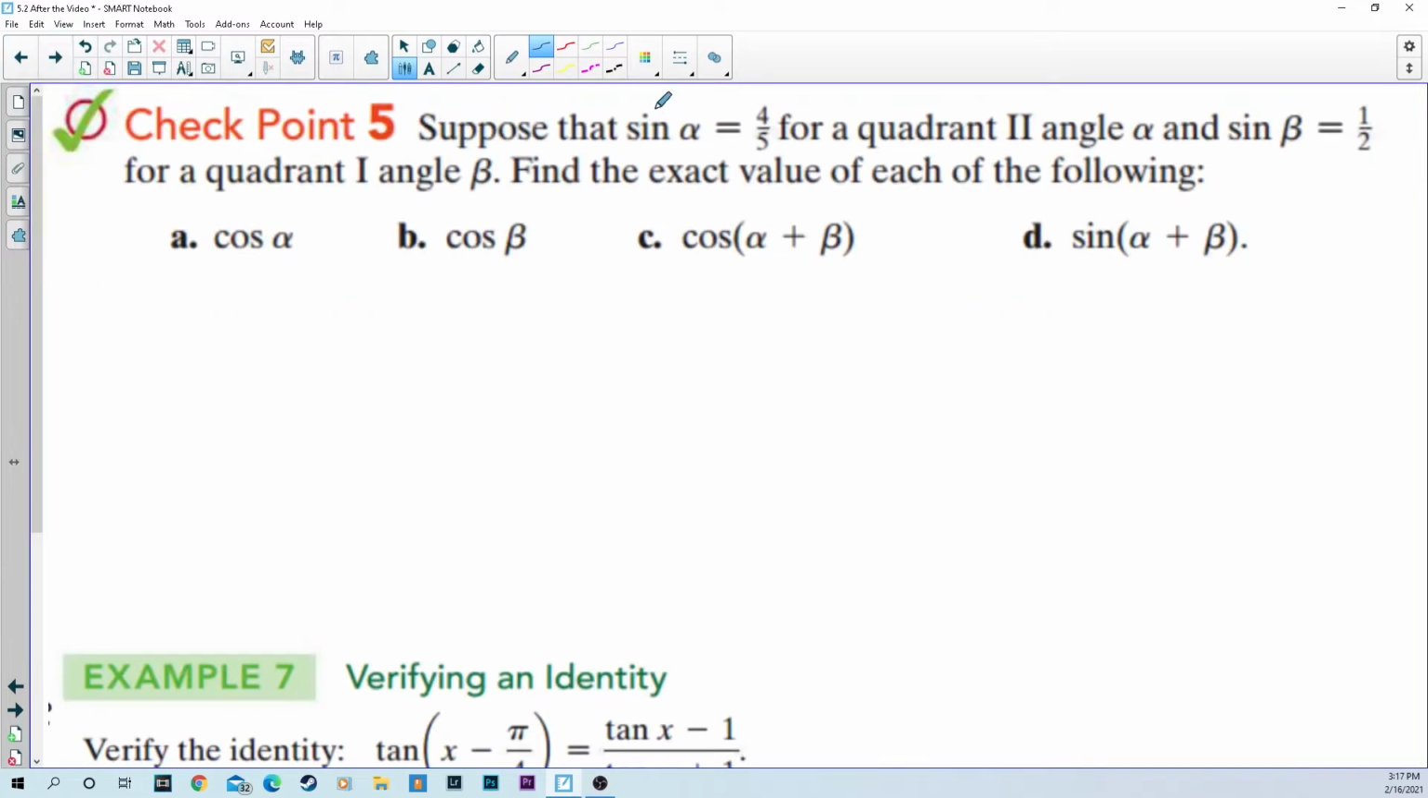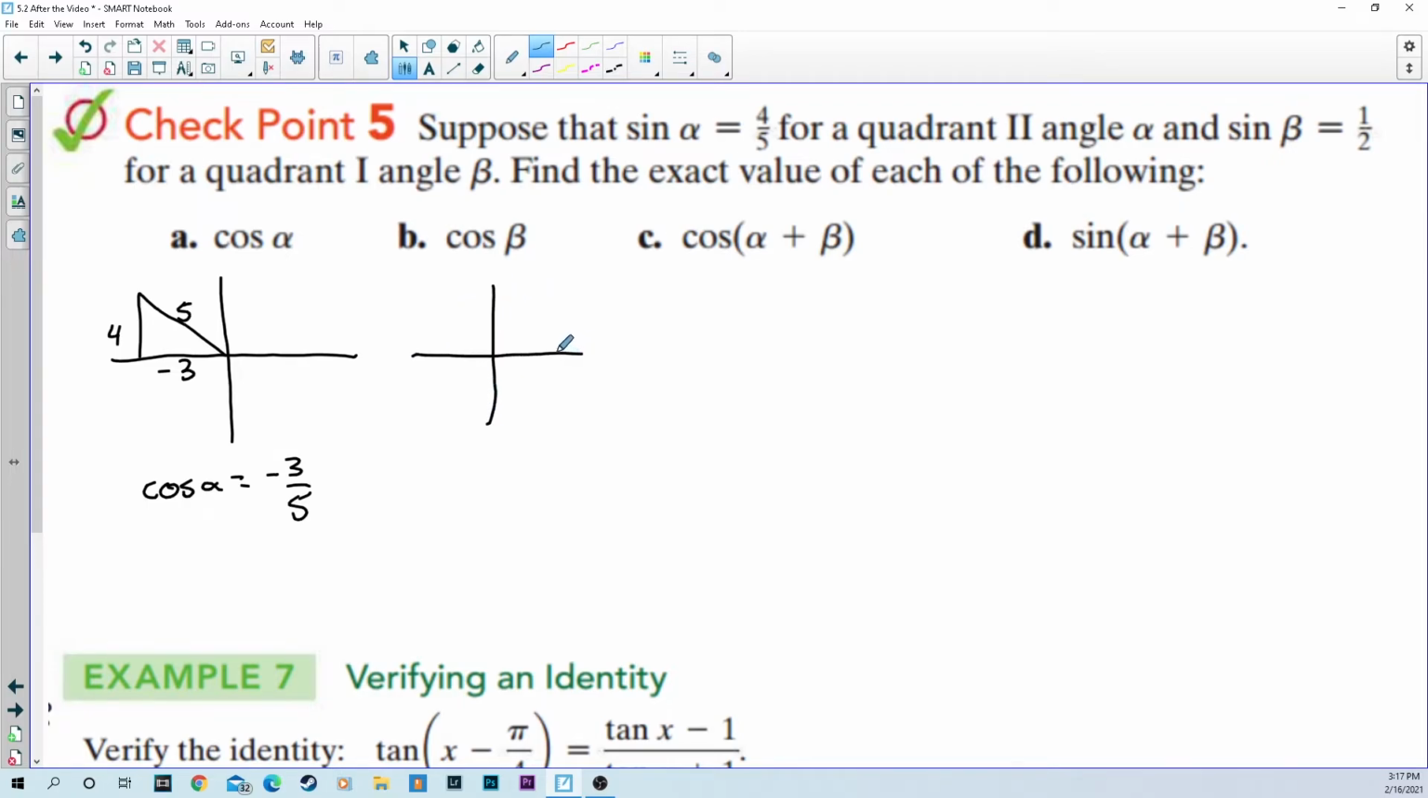Checkpoint 5. Suppose that sine of alpha equals 4/5 for a quadrant 2 angle alpha, and sine of beta is 1/2 for a quadrant 1 angle beta. Find the exact value of each of the following. Cosine of alpha. Well, alpha is a quadrant 2 angle, we're told. And we're also told that the sine of alpha is 4/5. So 4/5, this is -3. The cosine of alpha now is -3/5, adjacent over hypotenuse.